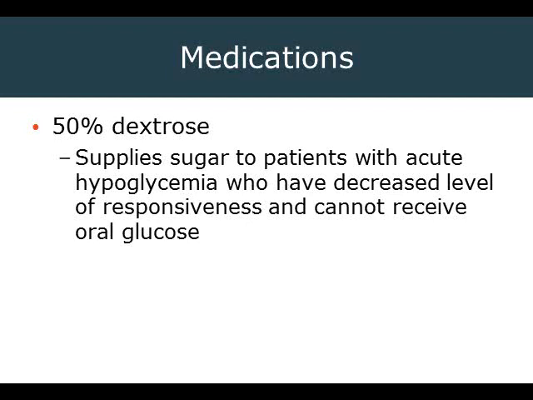The route is given slow IV push. Most of these drugs that are listed as IV drugs can also be given IO, this one included. You would want to probably dilute it if you were going to do this one IO. Monitor your IV site. And then usually this comes in a 50 cc syringe with 25 grams of sugar in it.